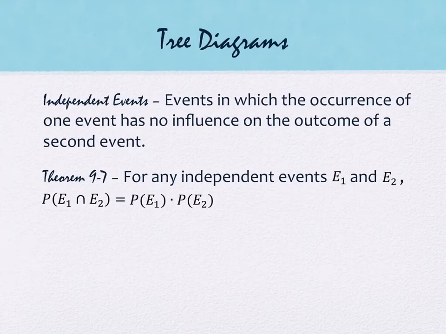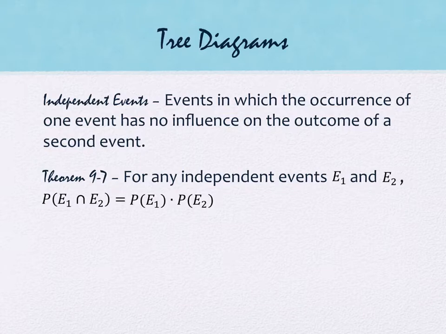Independent events. Independent events are events in which the occurrence of one event has no influence on the outcome of a second event. So maybe it's because the events have absolutely nothing in common, right? Like you're flipping a coin and you're tossing a die. Well, clearly there's no relationship between what the coin says and what the die says, right? Those would be independent events.